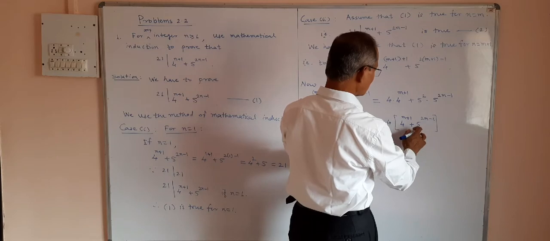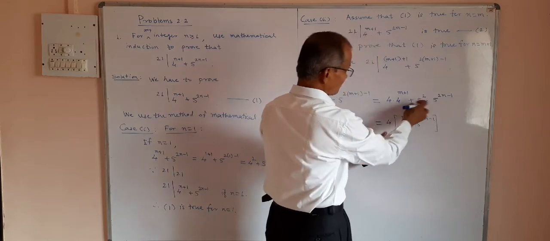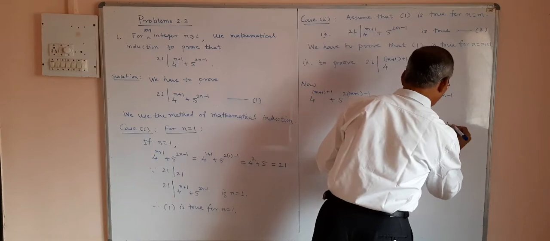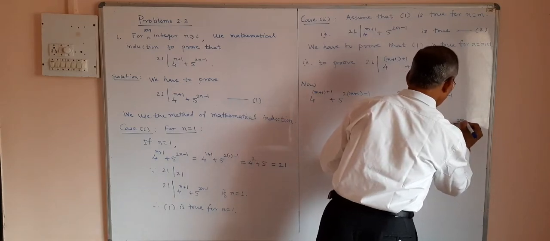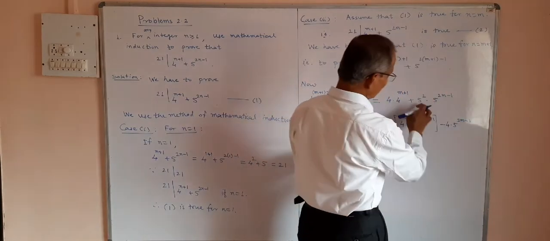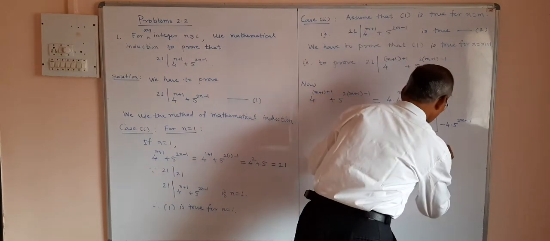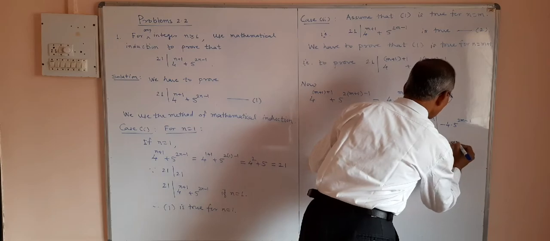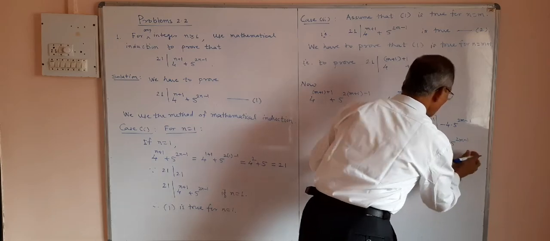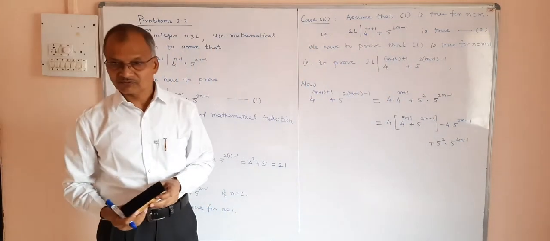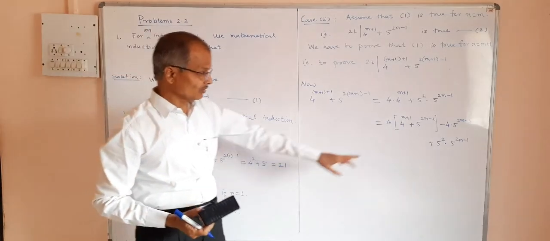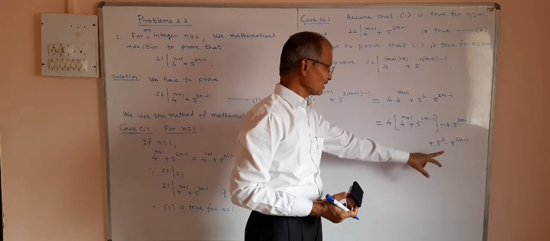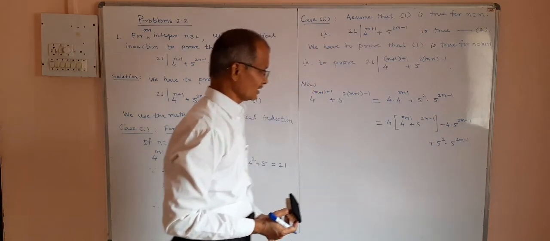But this term is not there. 4 into 5 raised to 2m minus 1 is not there. So we subtract that term, that is minus 4 into 5 raised to 2m minus 1. But this term should be there, so we add that term, plus 5 into 5 square into 5 raised to 2m minus 1. So this is the adjustment of terms without changing the value, and you should note this. How we have written: we have added this term, we have subtracted, and the original term is written last.